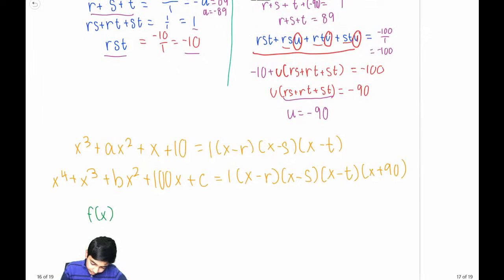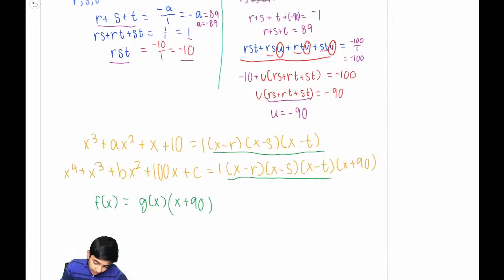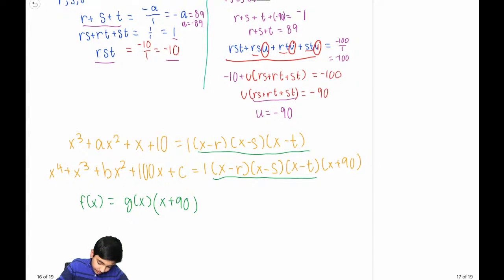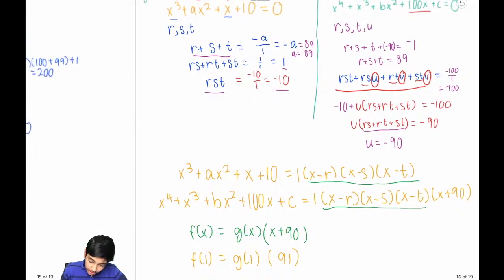F of x is equal to, well, this part is common. It's just going to be x minus r times x minus s times x minus t, which is g of x, times x plus 90. And g of x times x plus 90. So now we know that f of 1 will be equal to g of 1 times 1 plus 90, or 91. So now we really just need to find g of 1 in order to find f of 1.